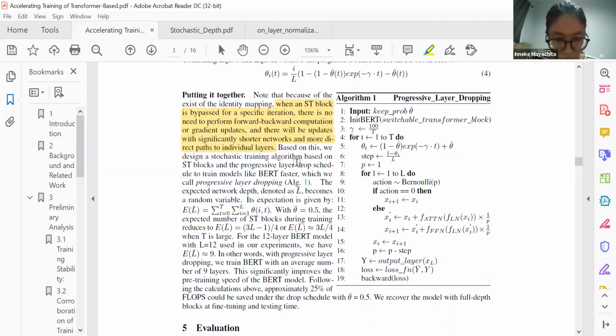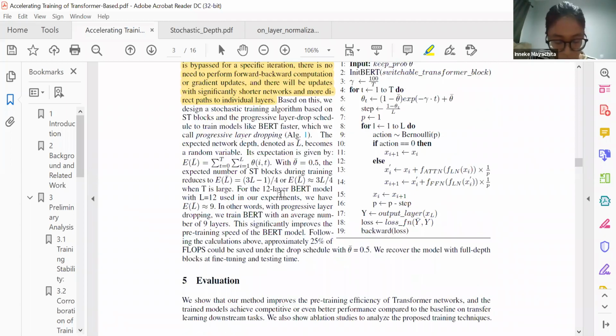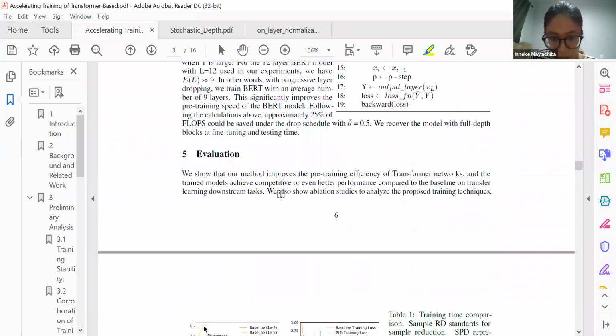And they also say here that if we drop the layers, we're not going to perform forward and backward computations because the layer is bypassed. So that will definitely shorten the training time. Okay.